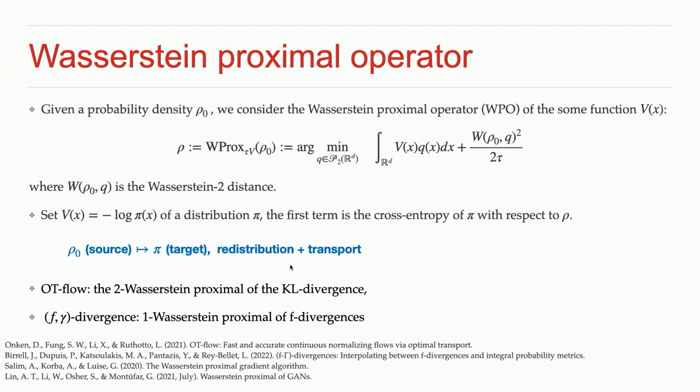So this kind of Wasserstein proximal operator has been studied in other generative models as well. The optimal transport flow by Lawrence is basically a Wasserstein 2 proximal operator of the KL divergence. And I think in tomorrow's and the next few days' talks, Marcos and Lucas will talk about the f-gamma divergence, which is going to be a Wasserstein proximal operator, or Wasserstein 1 distance connected to f-divergence. So this is actually a very rich area.